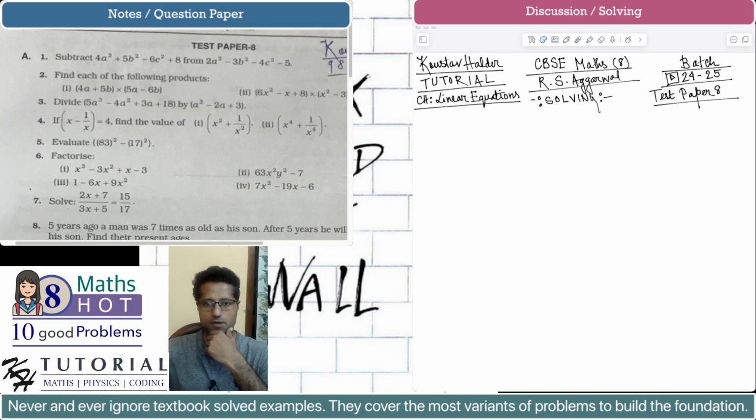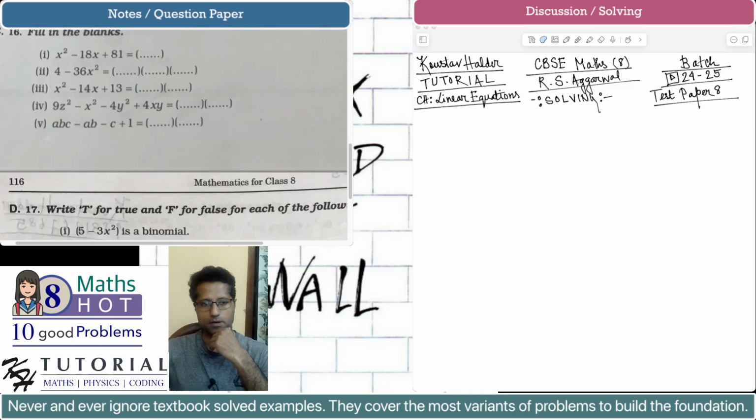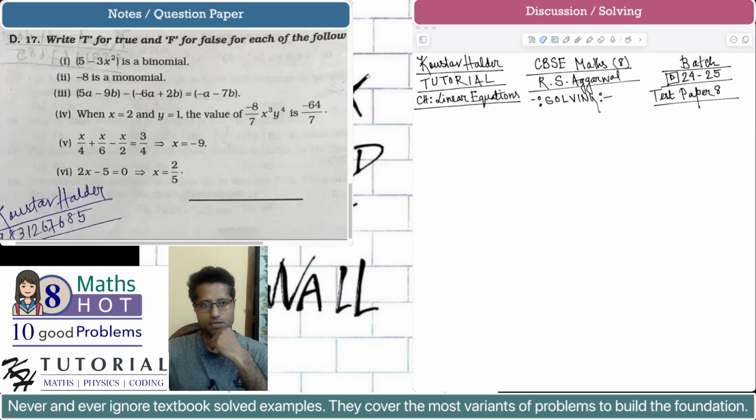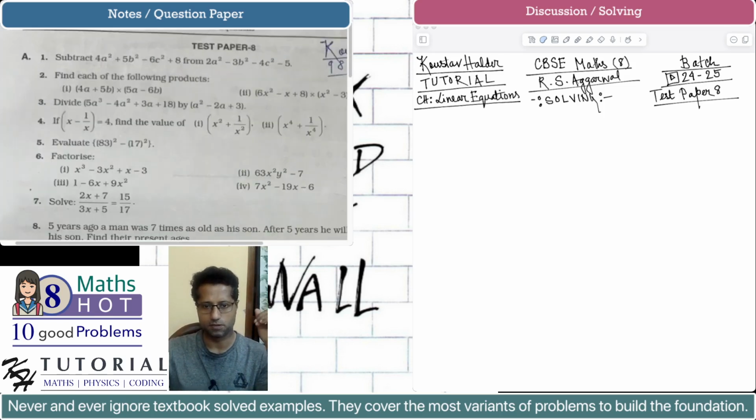As always, try to solve the test paper yourself. There are a total of 17 questions. Ideally, you should be able to solve these questions in an hour, or better, in 45 minutes.